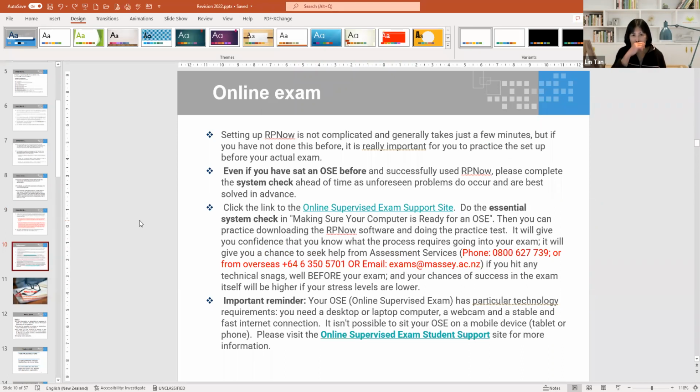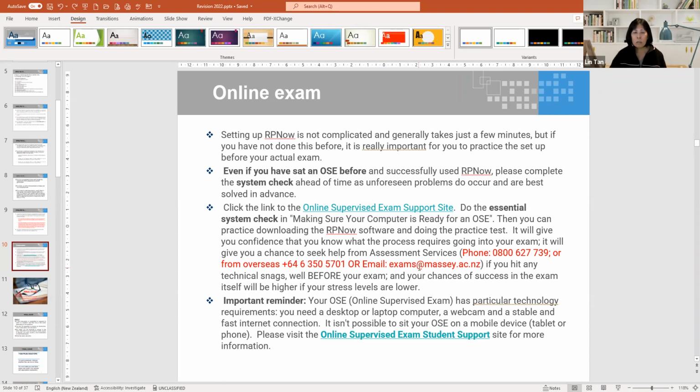And lastly, just to make sure that you all go and read the instructions about the online exam. This has been sent out to you all earlier as well, but I just want to remind you all again, if you haven't gone through them, please do so, all right? And if you have any queries about this online exam, please don't ask me because I do not know the solutions. You should ask the assessment services, right? Either you phone them or you email them.